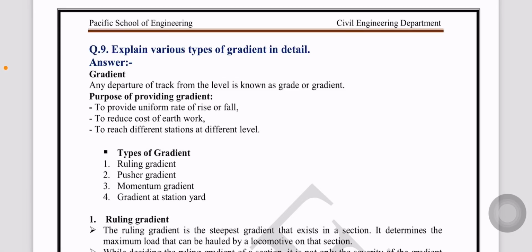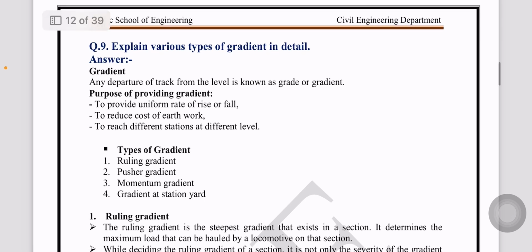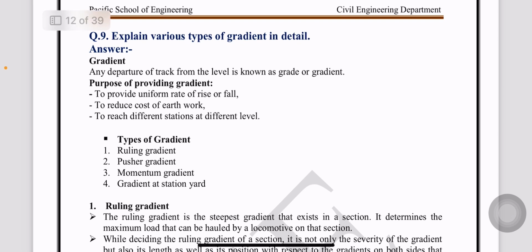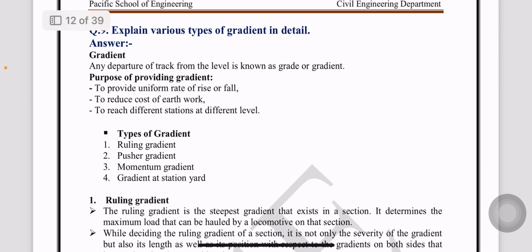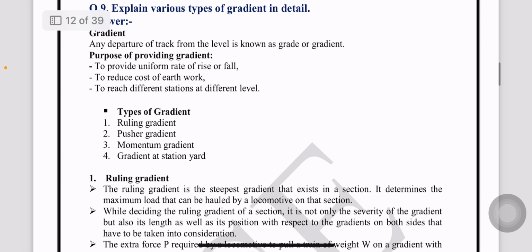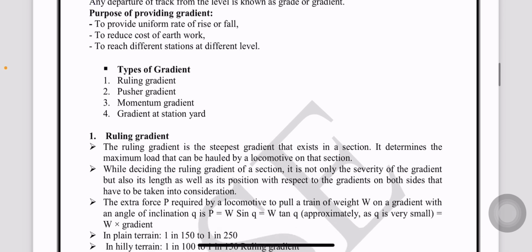Explain various types of gradient in detail. Gradient is defined as any departure of track from the level is known as the grade or gradient. The purpose of providing the gradient is to provide a uniform rate of rise or fall, and reduce the cost of earthwork to reach the different stations at different levels.